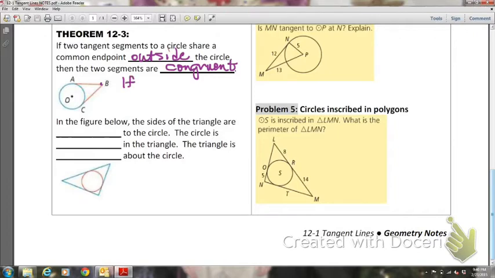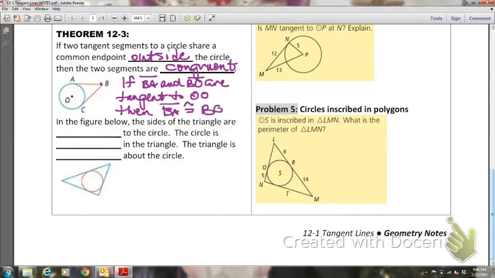So if segments BA and BC are tangent to circle O, then that means that segment BA has to be congruent to segment BC. So we can mark those as congruent segments.